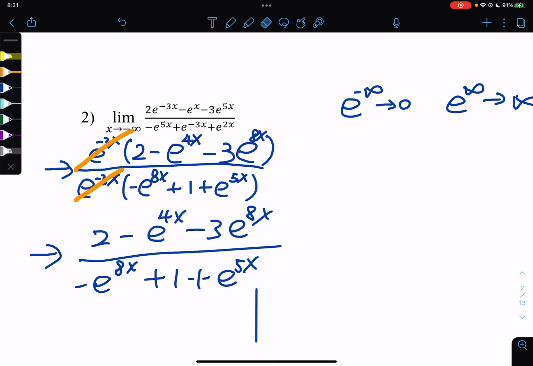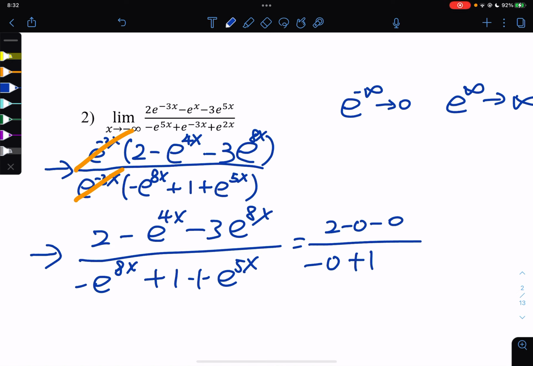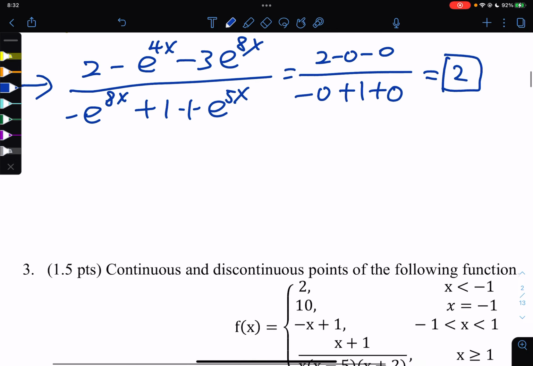Don't forget x goes to negative infinity. Therefore, every single term becomes e to the negative infinity, so what you end up with will be 0. So my expression is 2 minus 0 minus 0, negative 0 plus 1 plus 0. So you end up with 2 as your final answer. So the problem gives you an answer of 2.